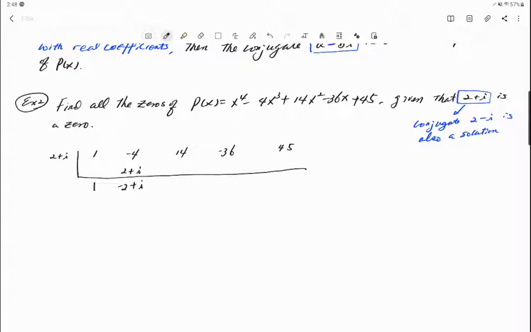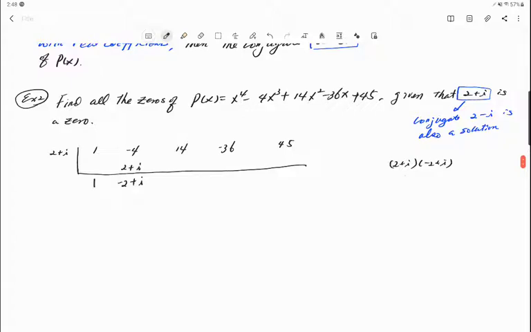Next, multiply these two: 2 plus i times negative 2 plus i. Can I just rewrite it as i plus 2 times i minus 2? This is a plus b times a minus b, a difference of squares, so it is a squared minus b squared. i squared is negative 1, 2 squared is 4, so that is negative 5. We write negative 5. Add these two numbers, then there's 9.